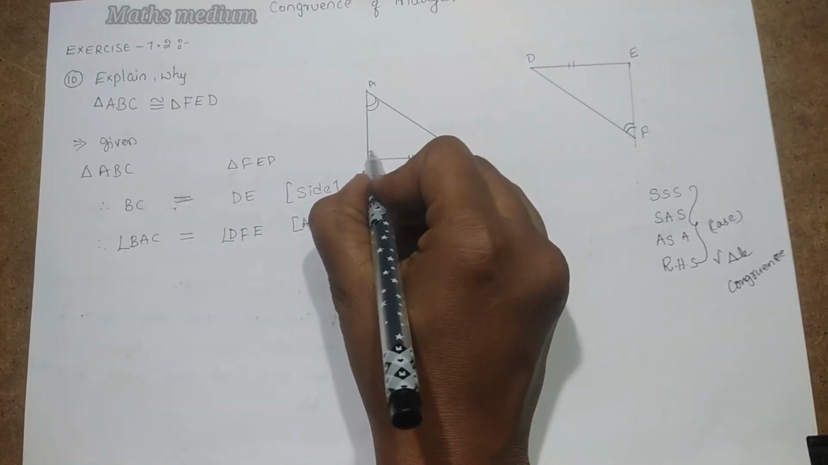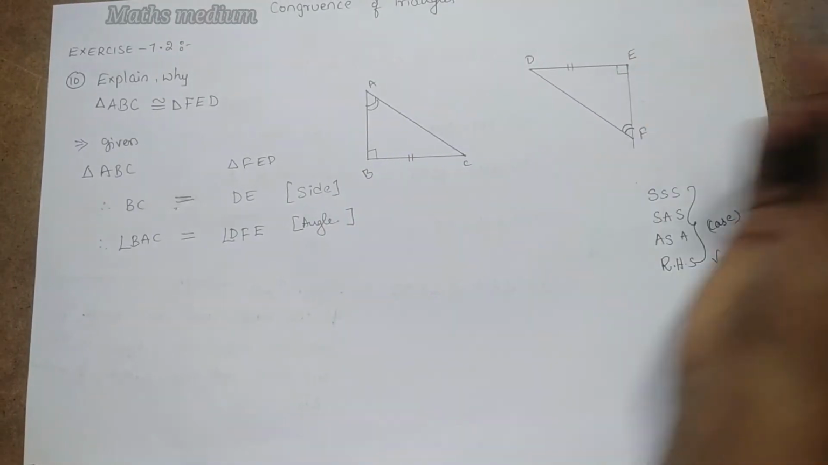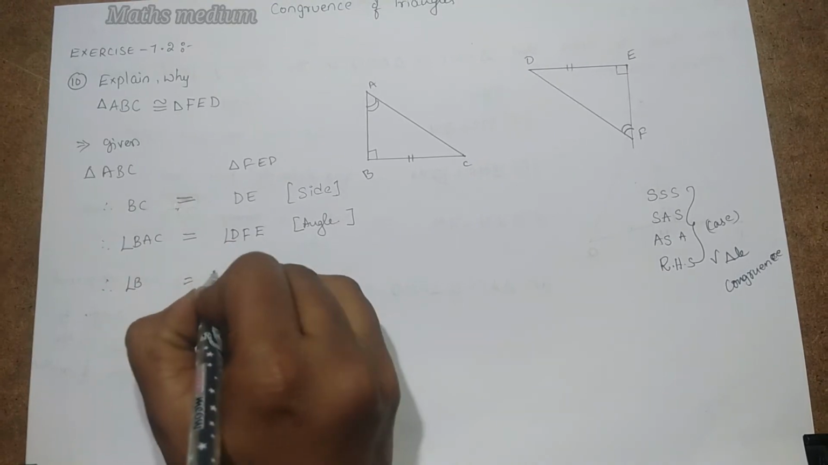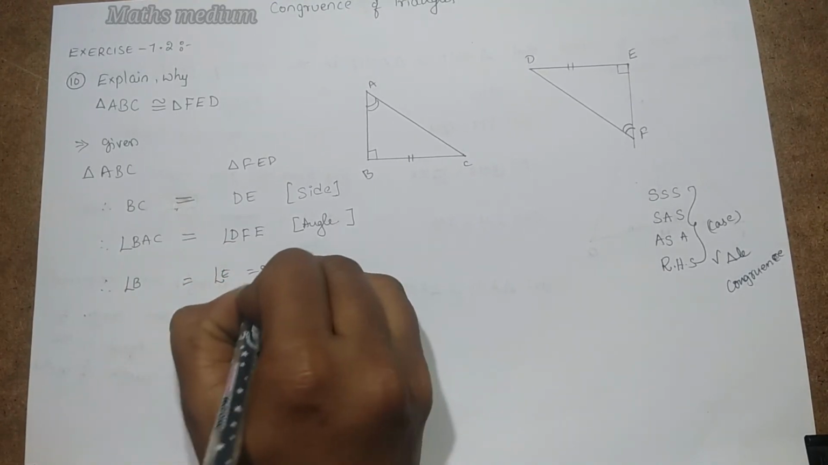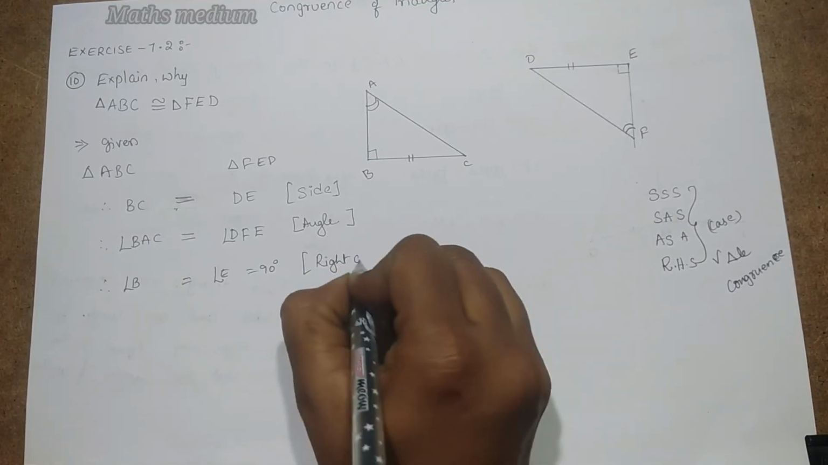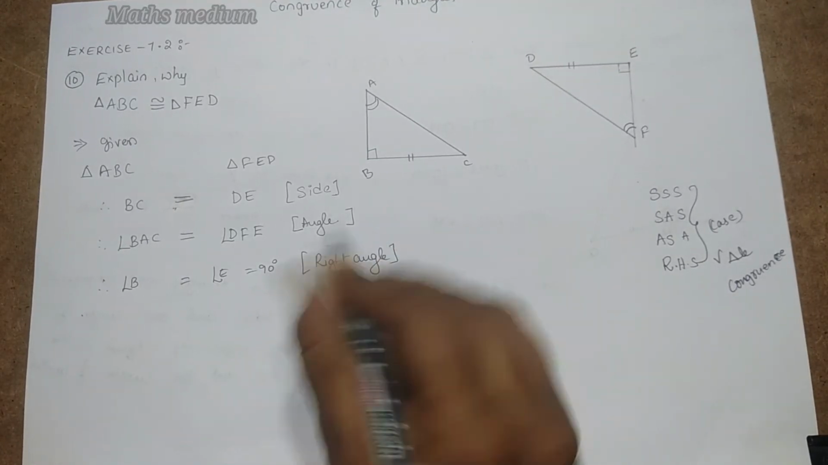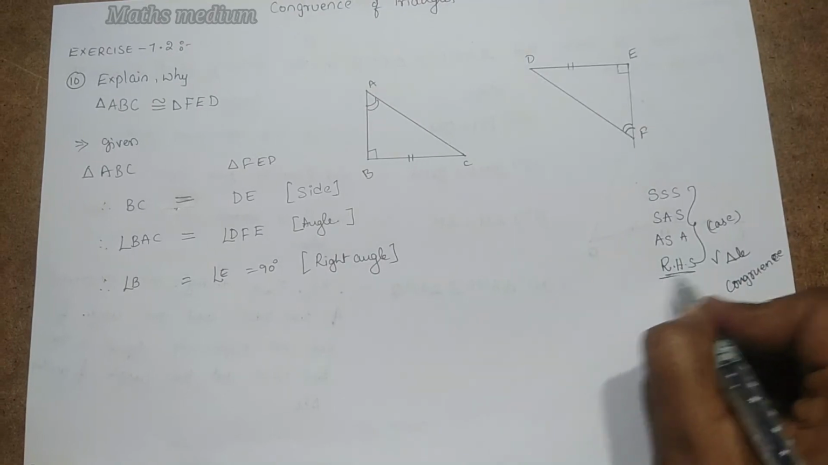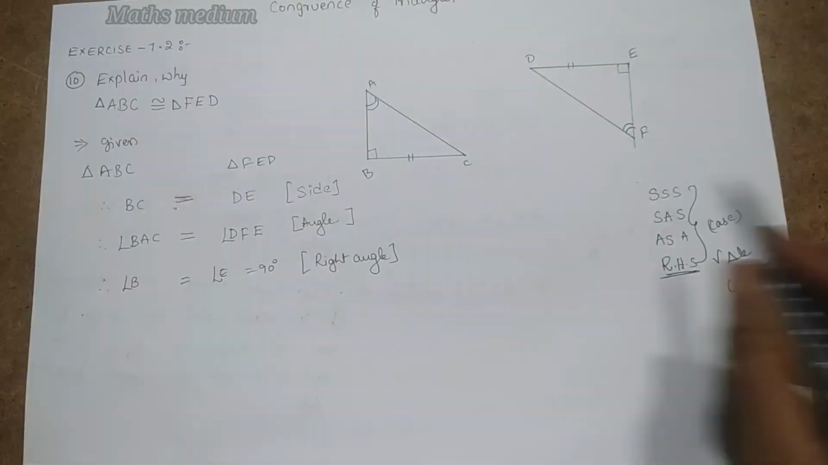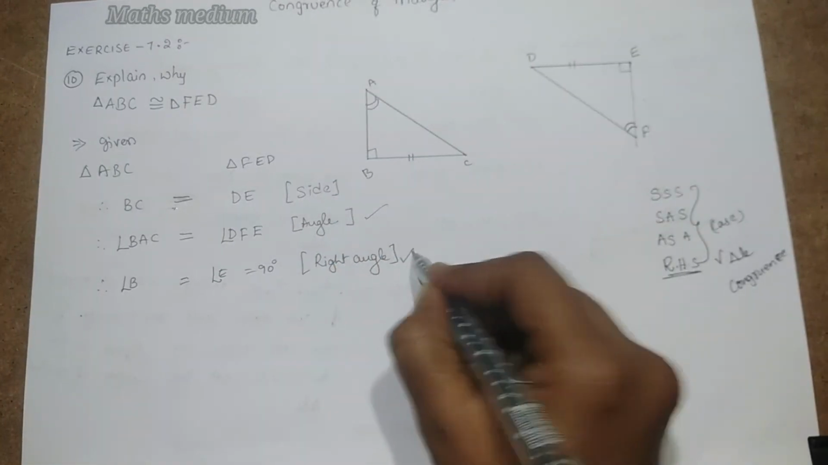Next, we can see it is a right angle, right? So, therefore, angle B is equal to angle E. It is 90 degrees also, so it is a right angle. But it does not come under R.H.S. because there is no hypotenuse given. It is equal, but in this case, here one angle and here another angle.